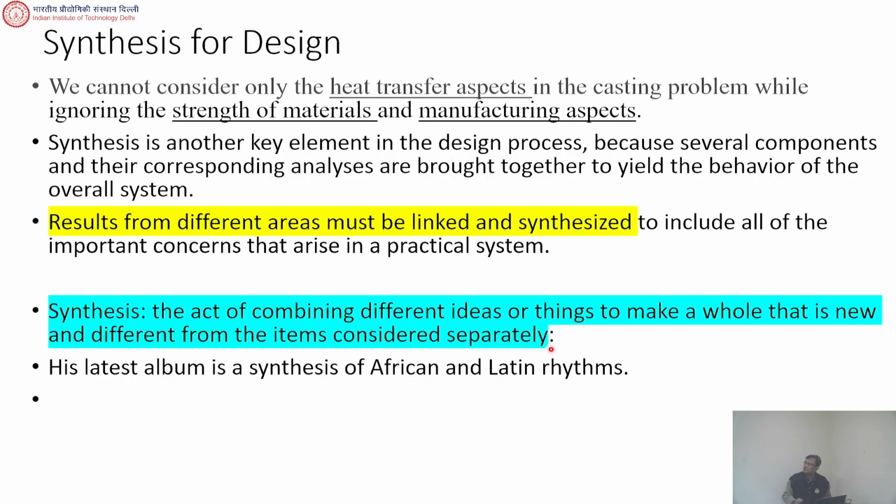Talking about this thing, synthesis for design. Remember that we took this example of metal casting, and we discussed more about the heat transfer aspects. There is an insulation, there is a mold, and then you pour the molten metal, and the molten metal will solidify. We discussed a little bit about heat transfer and also properties like thermal conductivity, specific heat, and how these things are important.